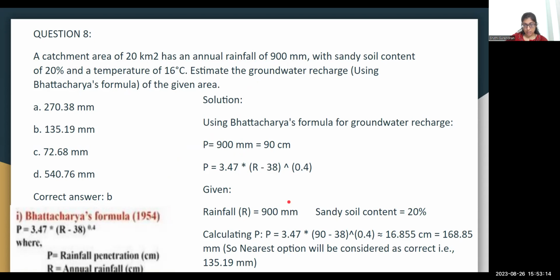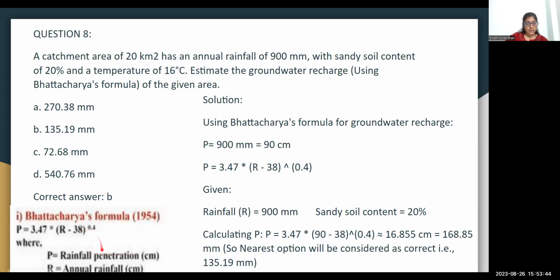Rainfall is equal to R, sandy soil 20%, 90. Okay, so here what they have done is they have taken the rainfall penetration as well as the annual rainfall as the same. So if there is no other value provided, you can assume both of the values to be the same. I don't see any other explanation for it.